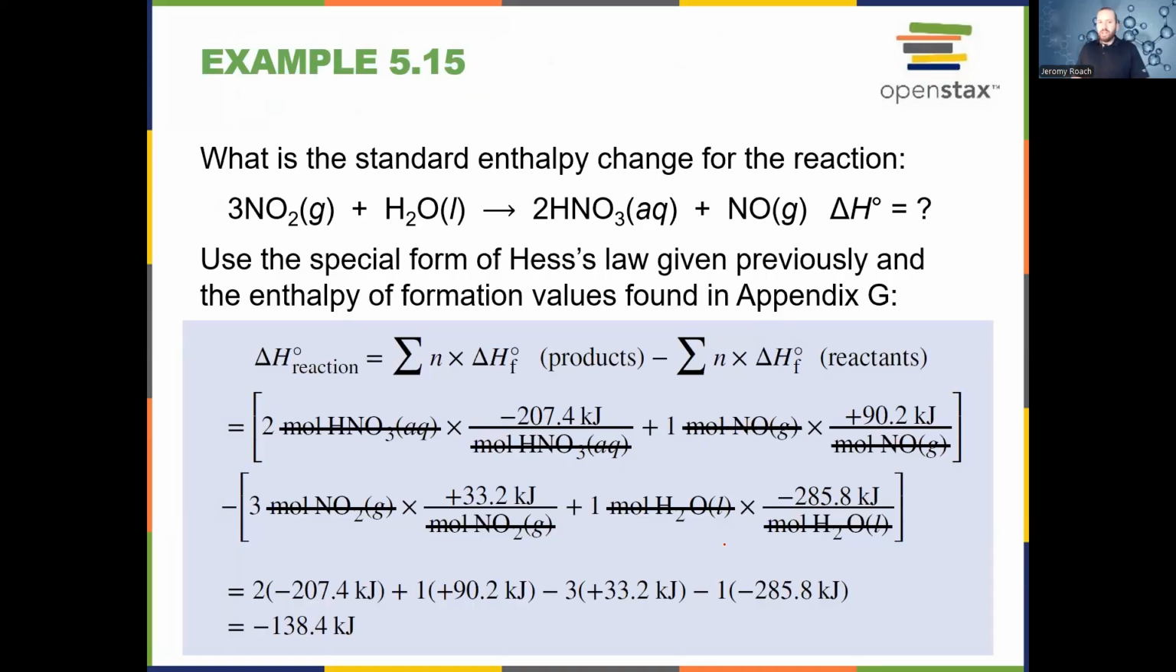Here's what this looks like in equation form. So here's our equation with the summation notation, and we want to find the standard enthalpy change for this reaction. We're given the total reaction here, and we want to find what this value is. We're going to use the special form of Hess's law to find that value. So for the number of moles of the products, here's the first section of our products. There's 2 moles of that.